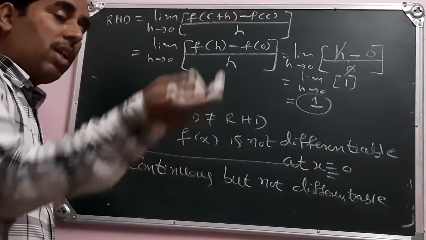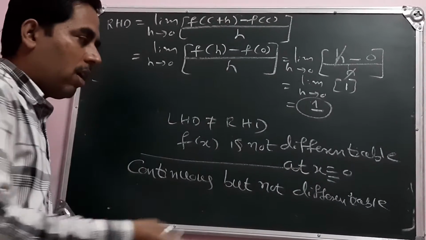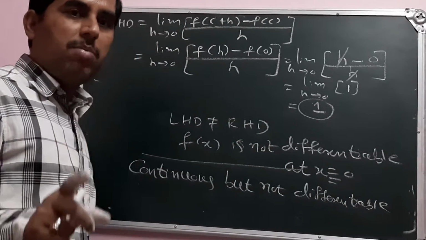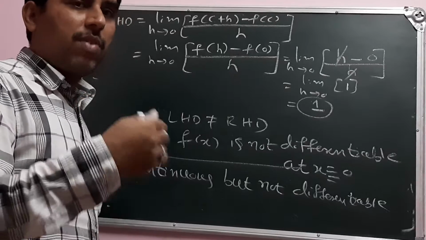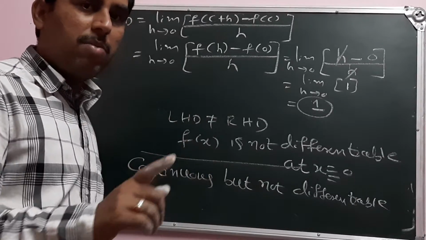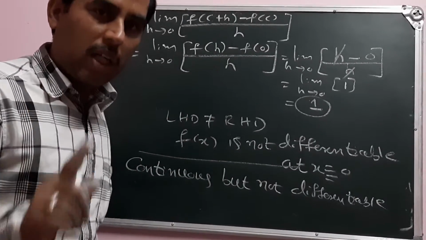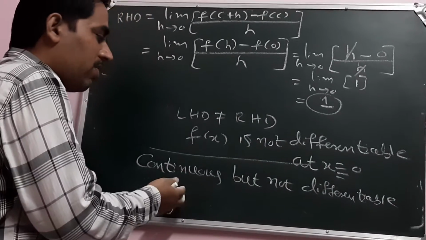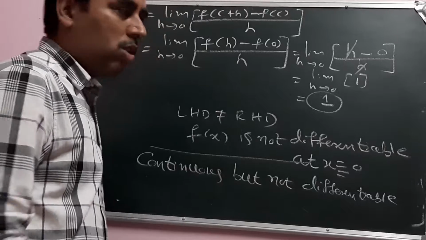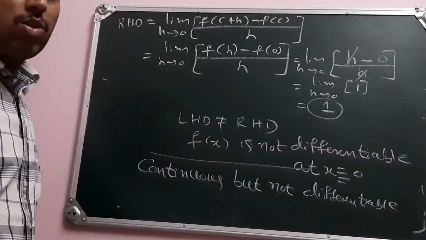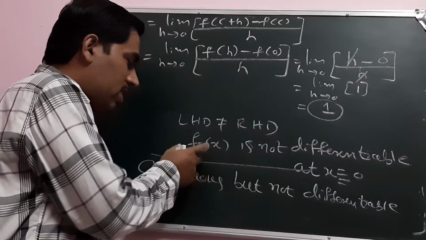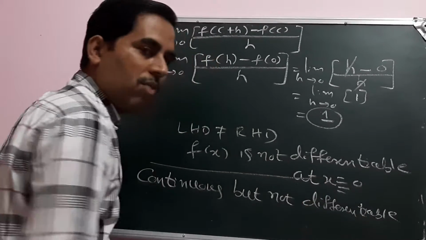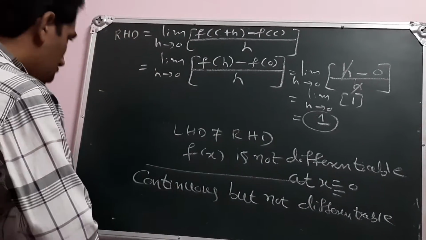But conversely, every differentiable function is continuous. So if a function is differentiable, it will be continuous. Differentiability implies continuity, but continuity does not imply differentiability. Continuous functions may not be differentiable. So we can clearly see the conclusion from this problem. In this case, the modulus function is continuous, we have tested that, but it is not differentiable. So what is the conclusion?